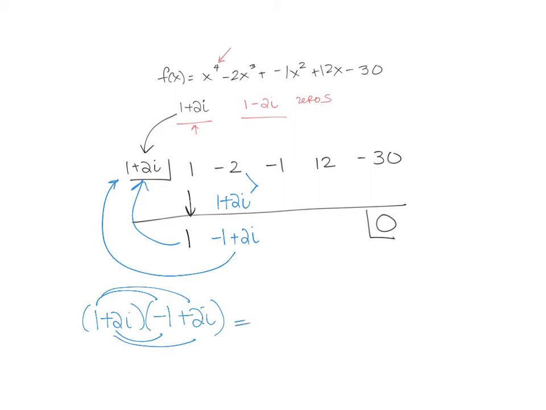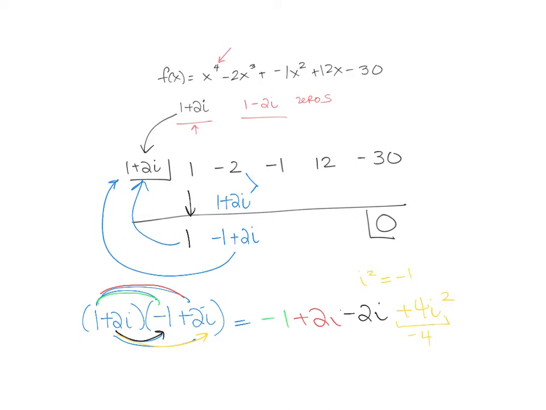So for the first part, I'm going to get a negative 1. Then I'm going to get plus 2i. Then I'll get a negative 2i. And lastly, I'll get a 4i squared. Now, with these complex numbers or imaginary numbers, i squared is equal to negative 1. So this is actually a negative 4.